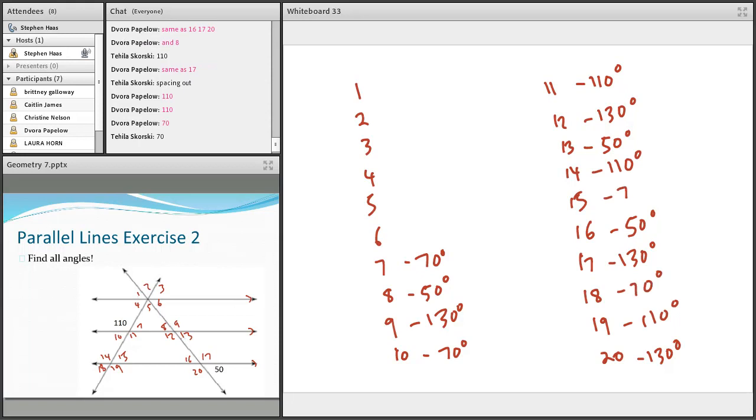Okay. Now we get to the top over there. What can we figure out between 4, 5, and 6? And the truth is, we can get 4, 5, and 6 now. You can get 4 as 70. How'd you get 4 as 70? You got 4 as 70 as an alternate interior with 7, right? 4 is alternate interior with 7, and 7 was 70, so 4 also has to be 70.